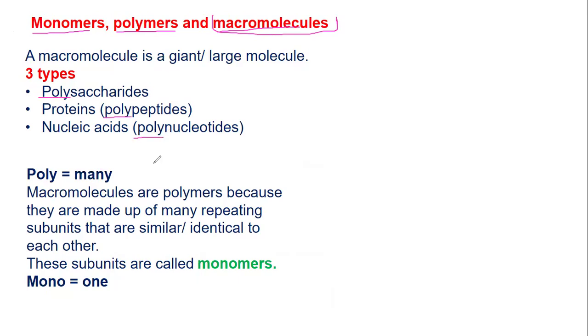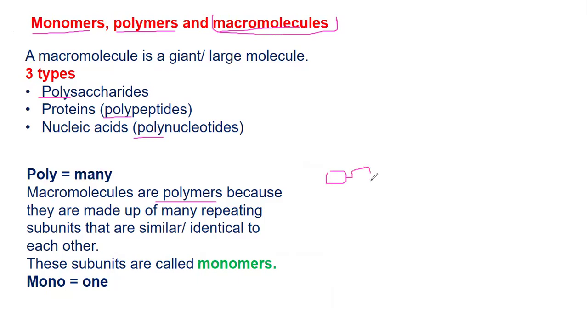Now, when you look at all the three types, they have a word that is common amongst them, poly. The word poly means many. So most of the macromolecules are polymers. But there are some macromolecules which are not polymers, and you're going to look at examples. But most of the macromolecules are polymers. Why are they called polymers? Because when you look at these molecules, they are made up of small subunits.